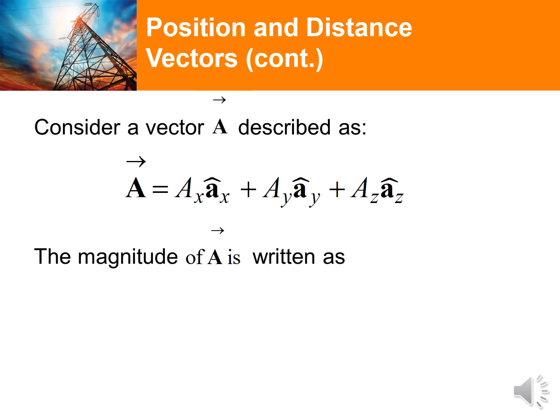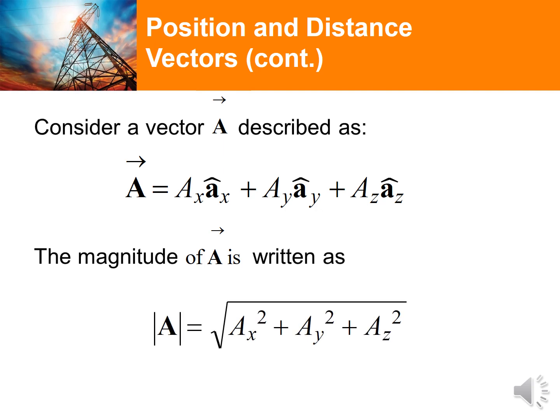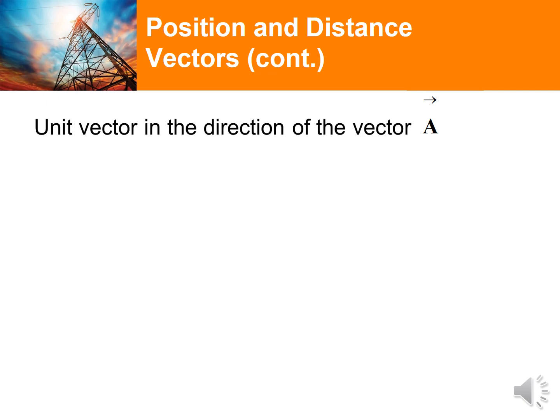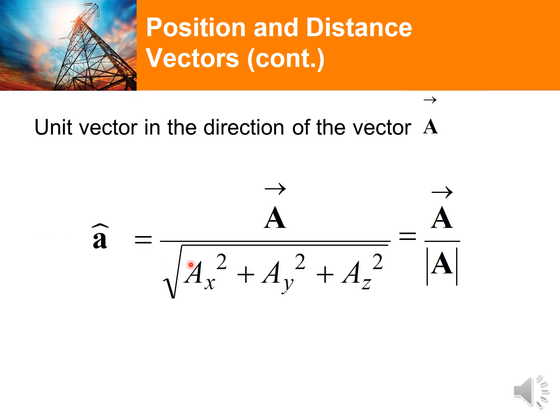Now, consider a vector A with A equivalent to AX in the X direction plus AY in the Y direction plus AZ in the Z direction. The magnitude of that vector A is equivalent to the square root of AX square plus AY square plus AZ square. From the previous slide, we can thus conclude the unit vector of vector A is equivalent to that vector A divided by the square root of AX square plus AY square plus AZ square.